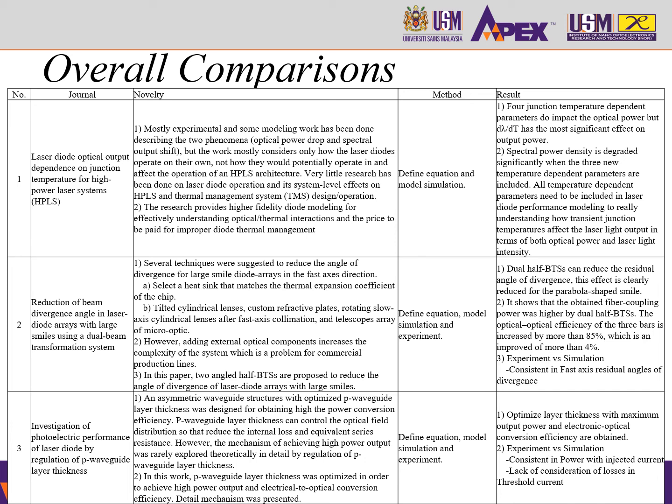The method is the same as the second paper: define equations, do modeling and simulation, and compare with the experiment. The result is that the optimized layer thickness with maximum output is obtained, at 550 nanometer. Experiment and simulation are consistent in the power and injected current. On the other hand, there's a lack of consideration of some losses in threshold current, so we see some differences in threshold current. One is 0.65, while the experiment is 0.85 ampere, which is a worsened case.